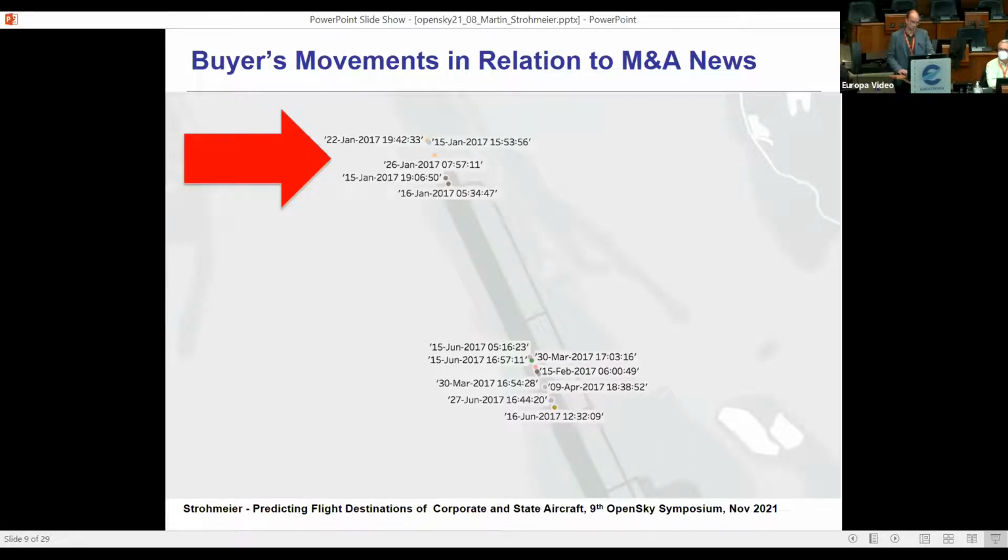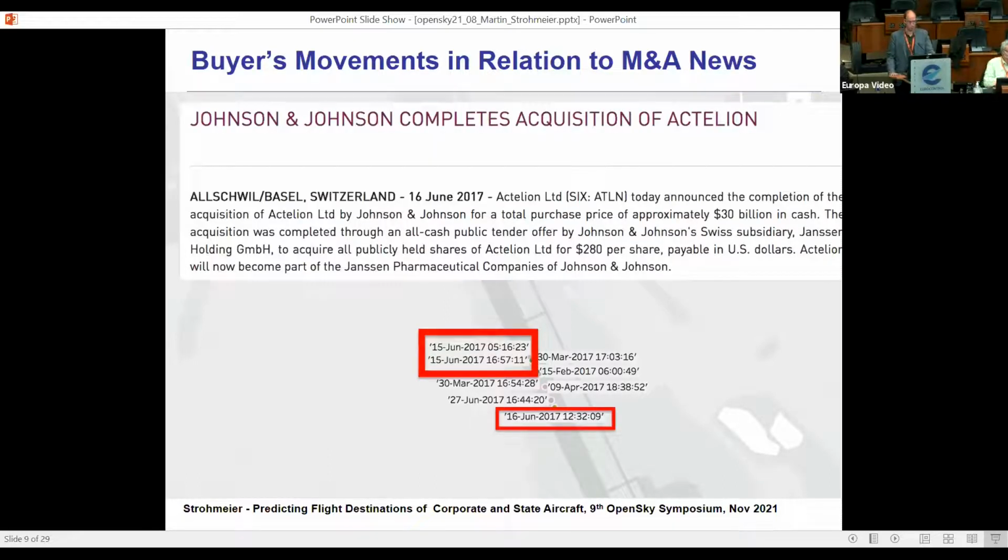You can follow the whole thing even further. As you may be aware, takeovers like this take some time. They have to go through with regulators. So there were more flights after the announcement. In this case, two on the 15th of June and the 16th of June. And indeed, again, another stock market moving announcement when the acquisition was actually completed and approved by the regulator.